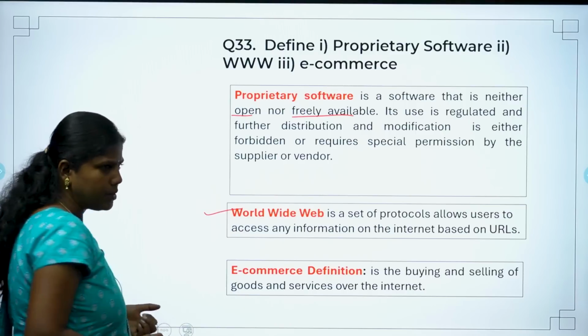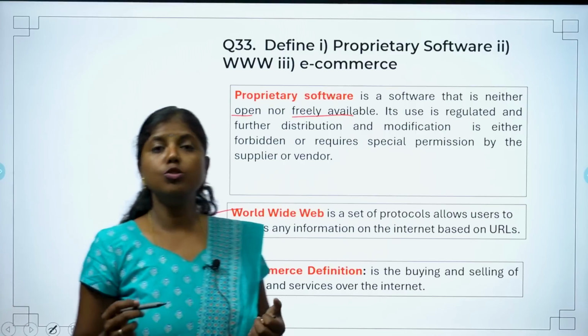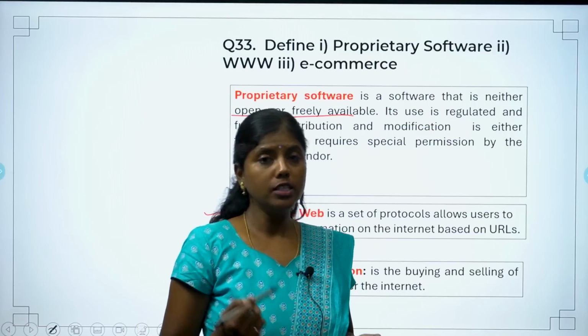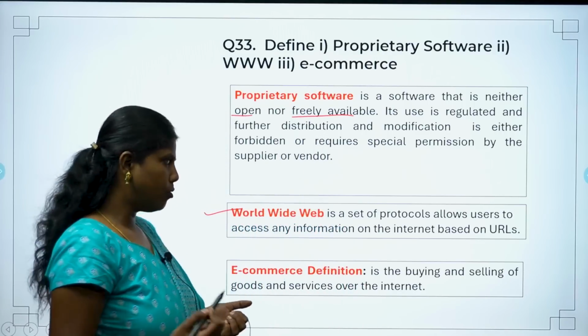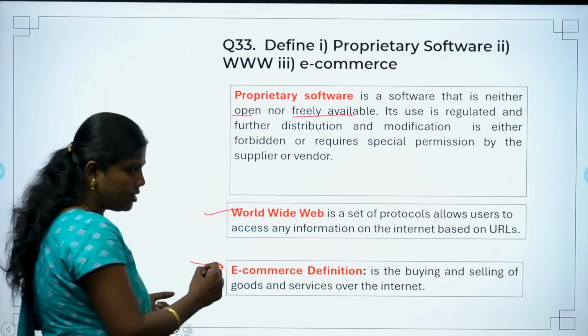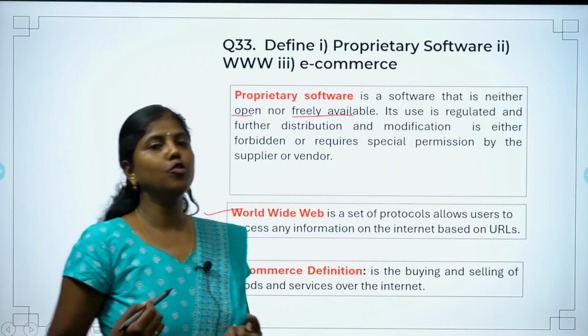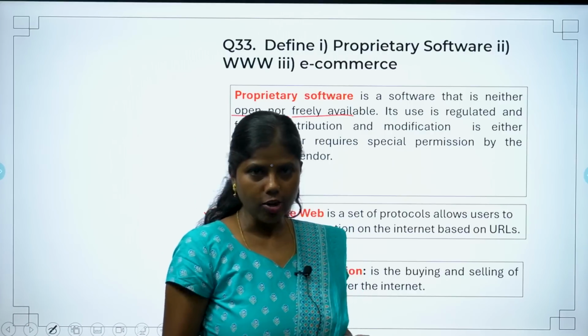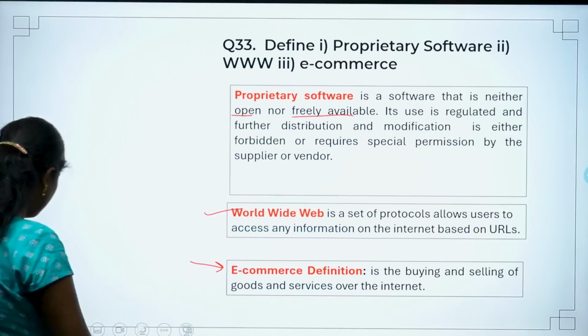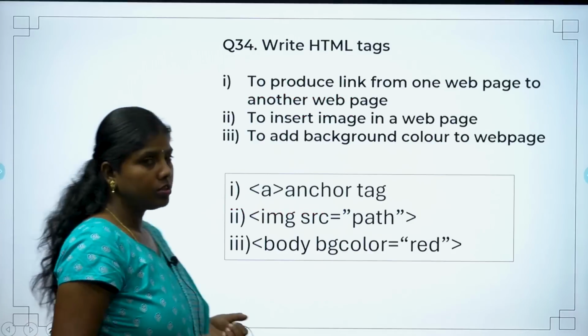What is the World Wide Web? It's basically a set of protocols that allows you to access information on the internet using the URL, that is Uniform Resource Locator. What is e-commerce? E-commerce is basically the buying and selling of goods using the internet. So we'll go to the next question, the 34th question.